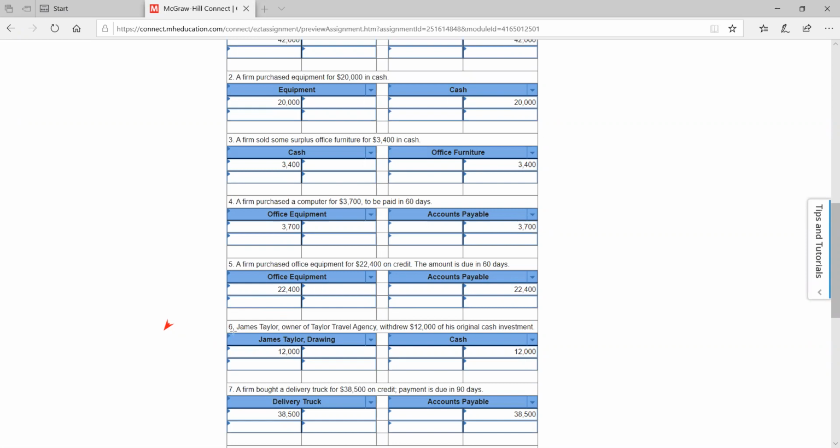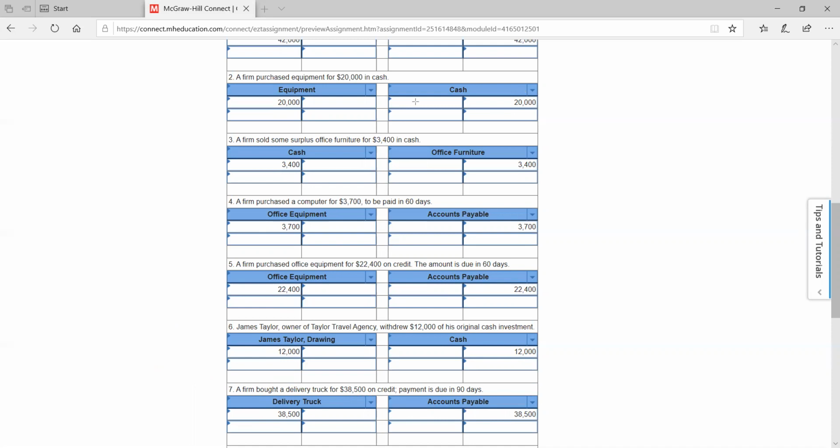Number 6, since they've got the transaction here, I'll just leave this here. 6 says the owner withdrew $12,000. That's going to be a personal withdrawal. So you're going to debit the drawing account. That acts just like an expense, but it's not. The rules of debits and credits are the same though. So you debit drawing, and of course you credit cash because you're reducing it. 7, you bought a delivery truck on credit. Again, that's accounts payable. So you're going to debit the delivery truck. That's an asset increase. And the offset credit goes to, again, accounts payable.